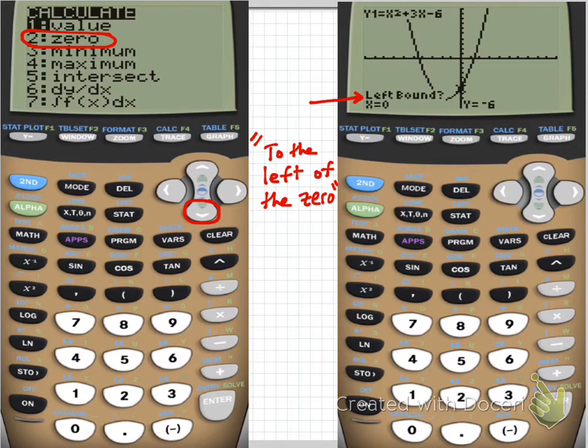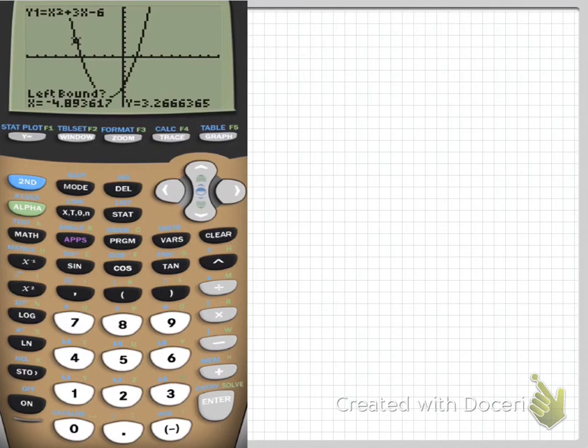So that left bound is basically asking what is to the left of the zero. In order to go there, we're going to press the left button until that little spider thing moves all the way up to the left of the zero. So press and hold down the left button until your screen looks like this. You don't have to have exact numbers, just make sure that spider is to the left of the zero. Now that it's to the left, go ahead and press enter, and you notice something changes.